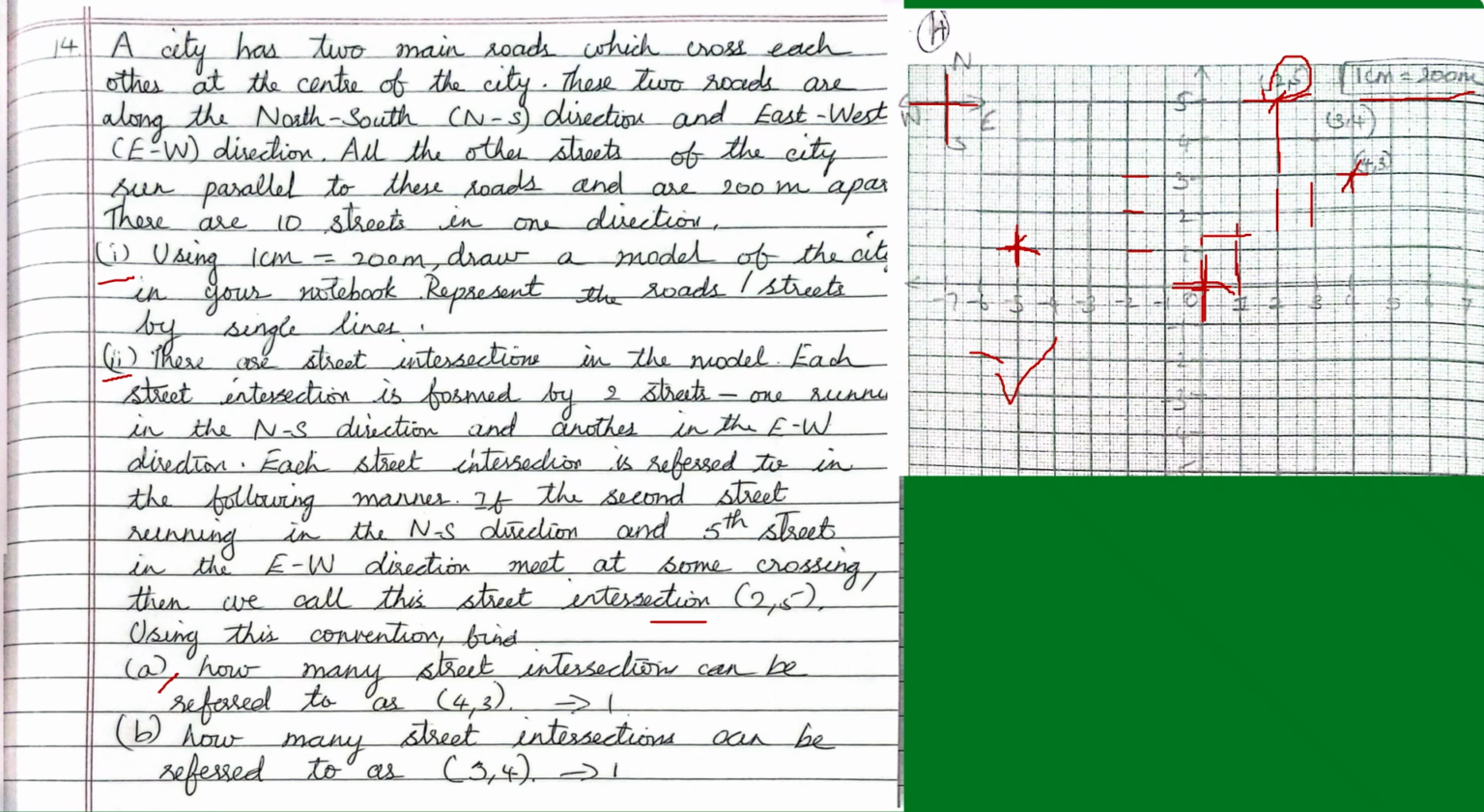How many street intersections can be referred to as 3, 4? This 3, 4 is this particular point. 3 along the north-south and 4 along the east-west makes this particular street intersection. So how many street intersections can be formed? It can form only 1 out of 2 streets.